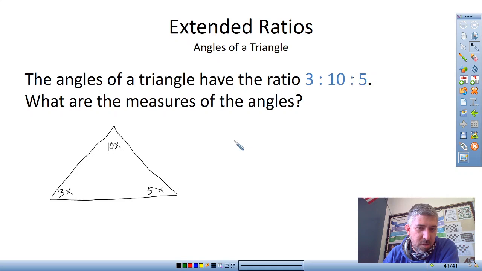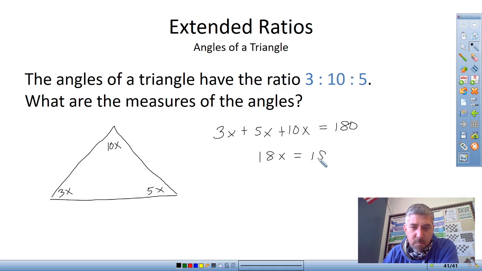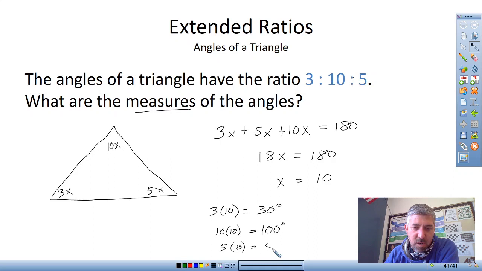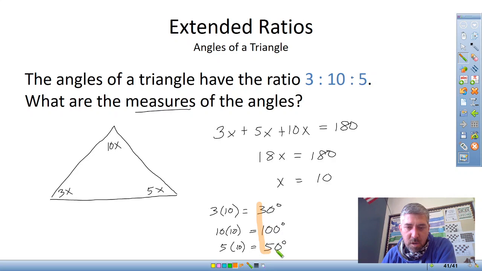Okay, well, the angles of a triangle measure 180 degrees, right? So that's 3x plus 5x plus 10x equals 180. So 3 plus 5 plus 10 is 18. If I divide out both sides, I get 10. So x is 10. Now it says, what are the measures of the angles? 10 is x. So each angle then is going to be 3 times 10, so the first angle will be 30 degrees. 10 times 10, we will get 100 degrees. And lastly, 5 times 10, we'll get 50 degrees. So the angles of the triangle are 30, 100, and 50.